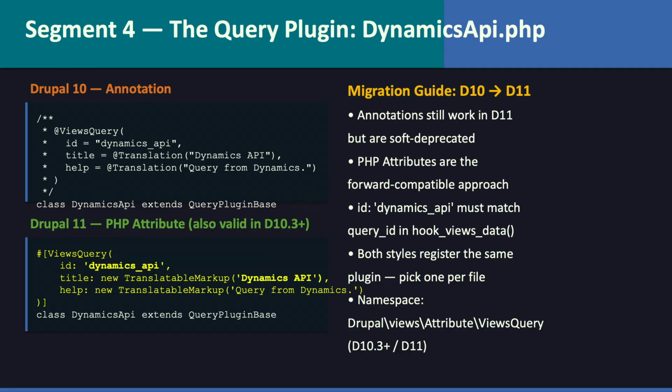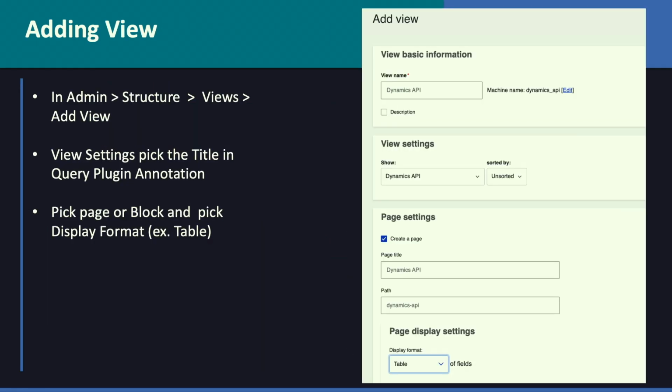But this is what you're going to use to hook into everything else, that ID that you're defining in the query plugin. So once you've defined that ID, when you go into the UI to create your view, in the view settings, you're going to pick the title, which is the human readable. It'll show up as the human readable, in this case Dynamics API. That's where you find the custom plugin and use it in that view setting when you create the view. And then after that, you pick all the rest, the table format is what we were using for the data layout when we created the page.